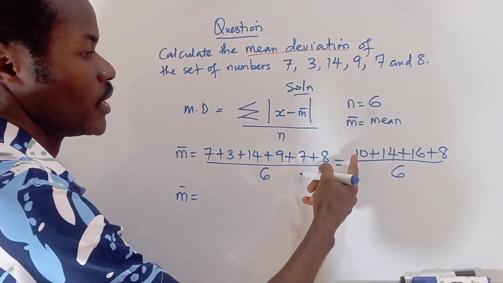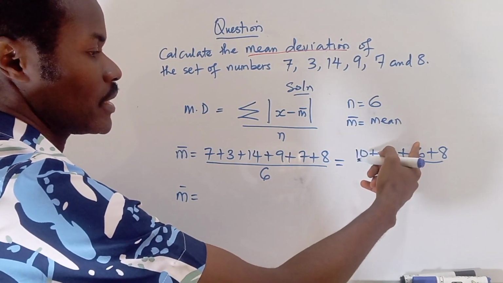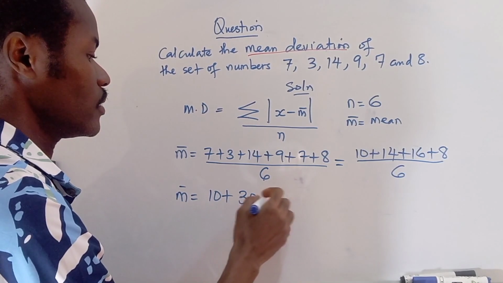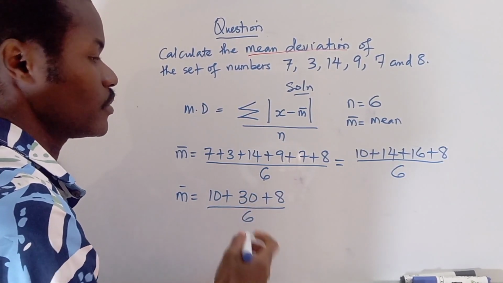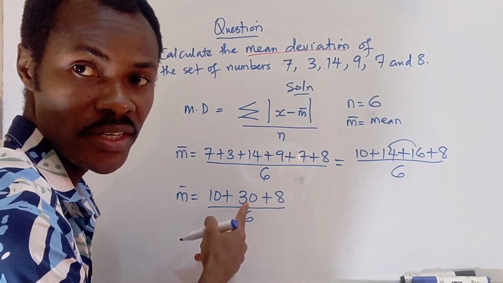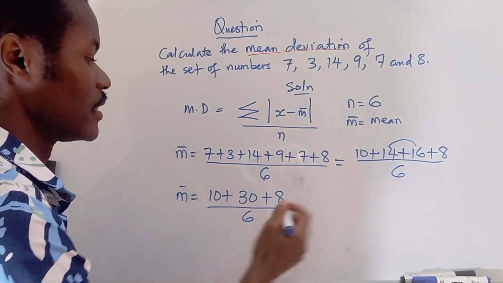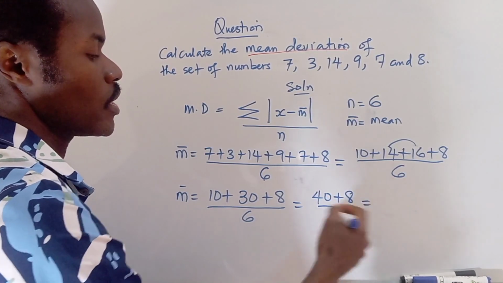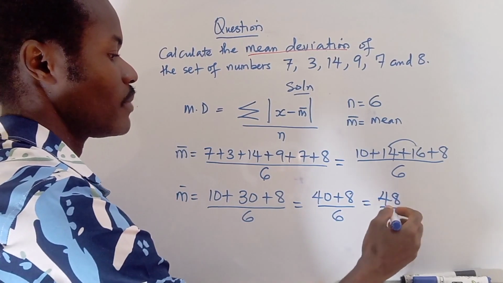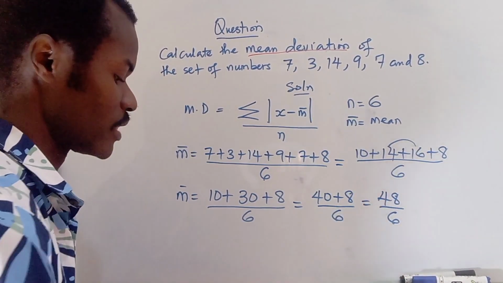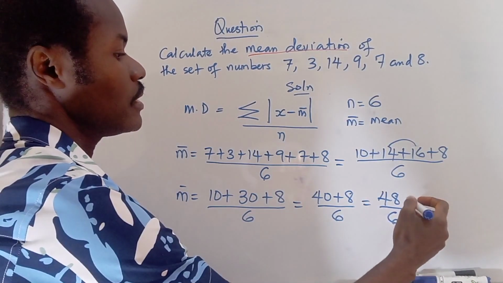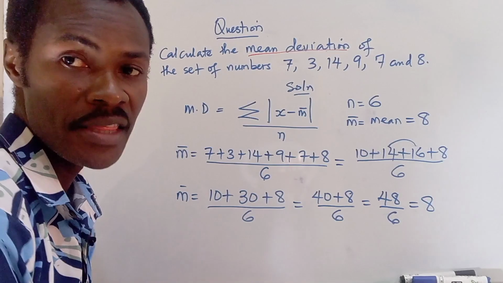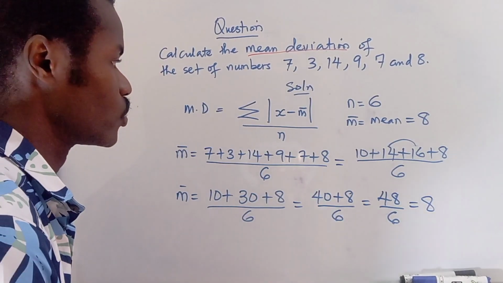So our mean is going to be, we have 10. 14 plus 16 is going to give us 30. So we've added these two as 30. So 10 plus 30 is 40, plus 8, divided by 6. So this is going to give us 48 divided by 6. Now 6 divided into 48 is going to give us 8 times. So our mean value is 8. Now that we've gotten the mean, we can now work on the mean deviation.